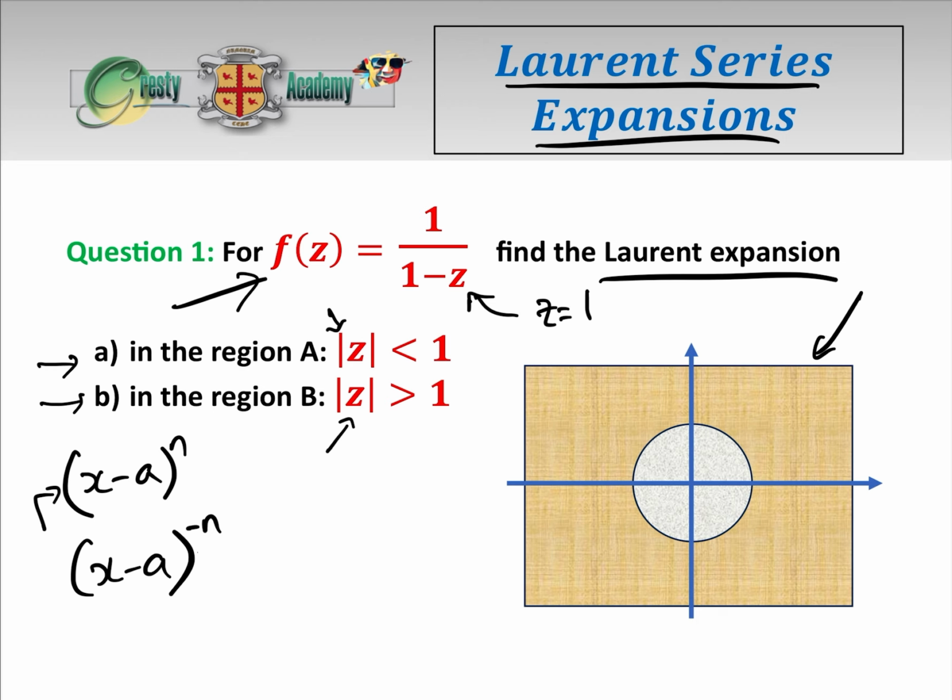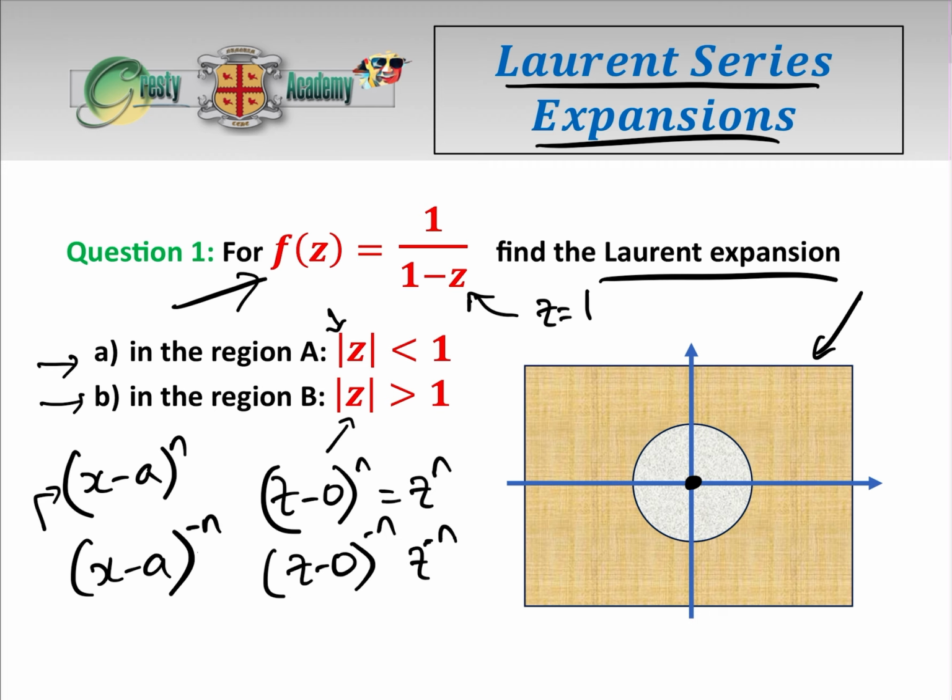The second thing is that as we are expanding in both of these regions, we are implicitly expanding about the point z equals 0, so we will be finding terms of (z minus 0) to the n and (z minus 0) to the minus n, i.e. z to the n and z to the minus n. Okay, so basically, let's have a look.